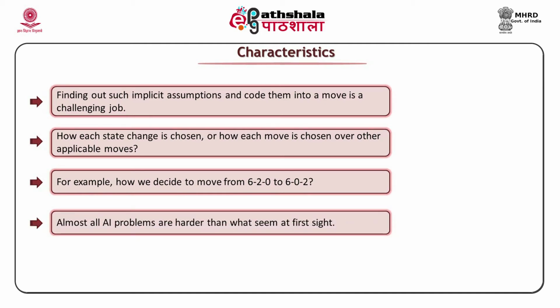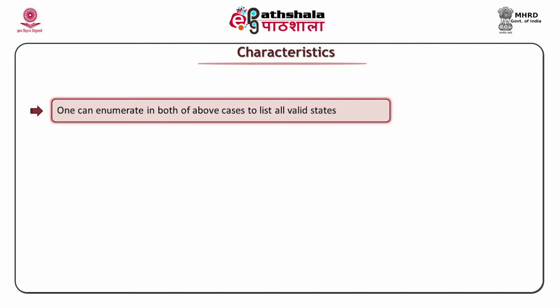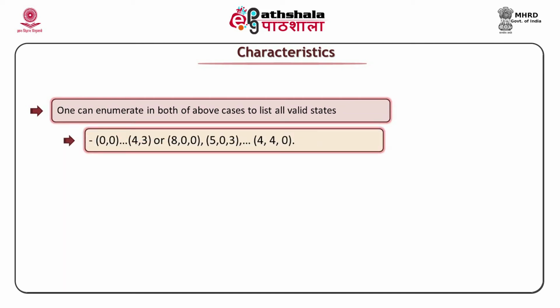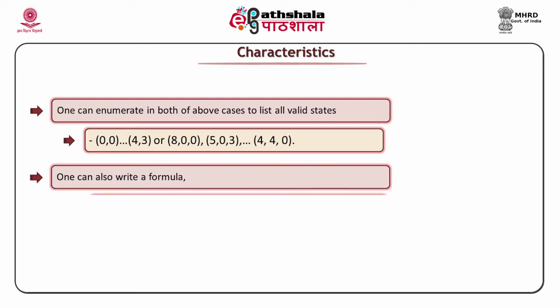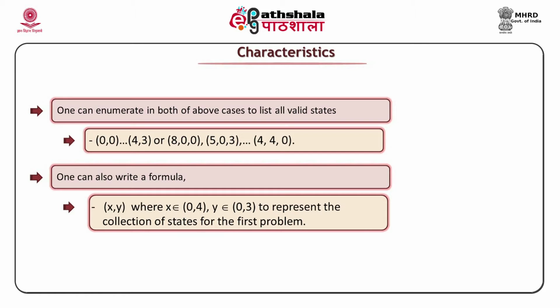Almost all AI problems are harder than what you find them at the first glance. In our trivial cases, what we can do is just enumerate the states and pick up states, which is comparatively easy. Think of chess, you will not be able to do that, but for these trivial cases you can actually do it. You can also write a formula.